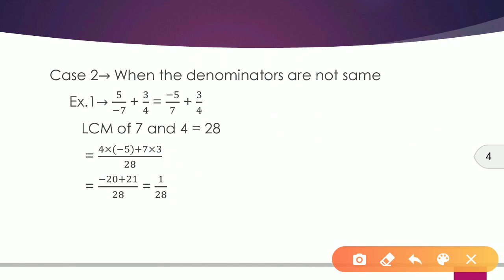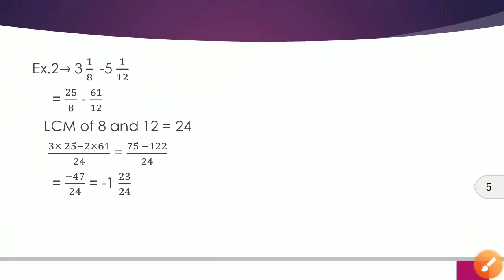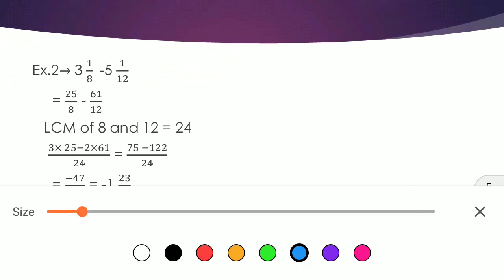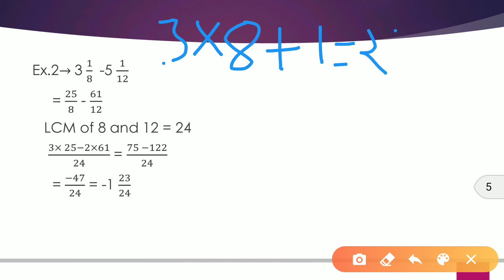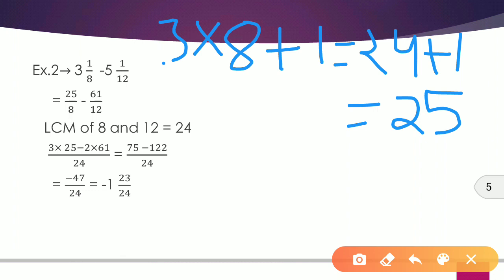Next example is 3 whole 1 by 8 minus 5 whole 1 by 12. First of all, your question is given in a mixed fraction, so you have to convert the question into a simple fraction. For the first rational number, 3 into 8 plus 1. 3 into 8 gives you 24, plus 1 gives you 25. So in the numerator write 25 and the denominator 8 will be same.